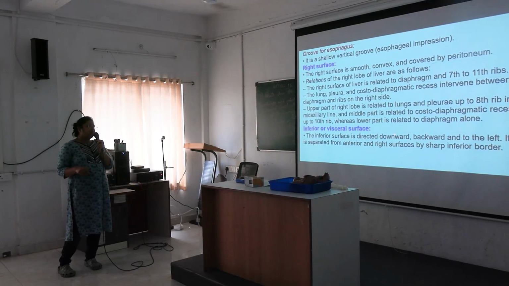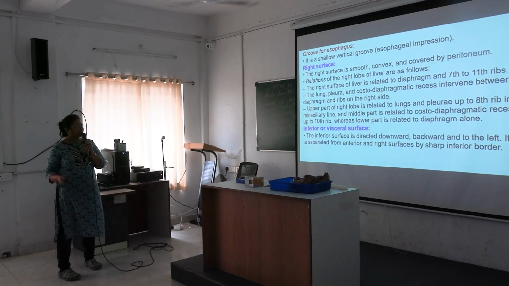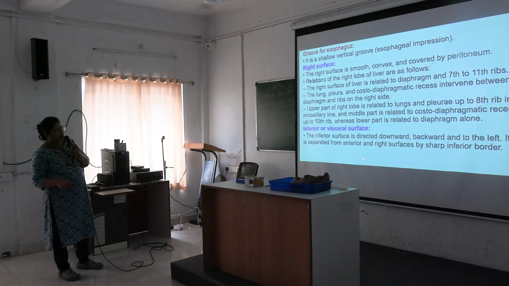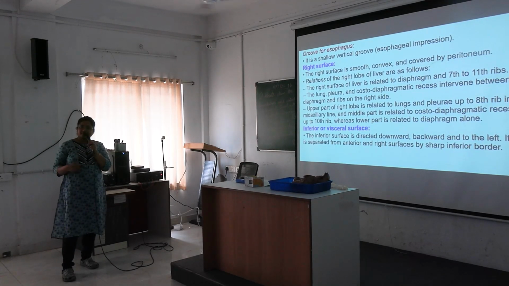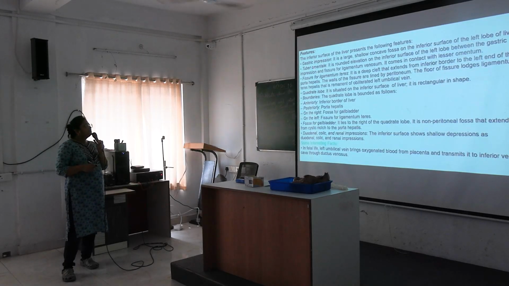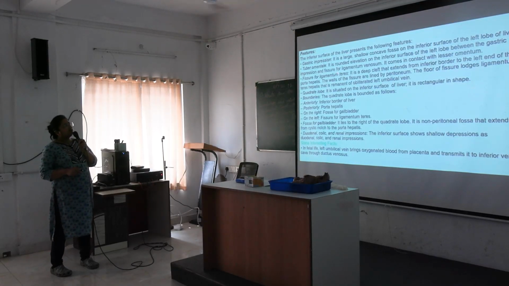The inferior surface is directed downward, backward and to the left. It is separated from the anterior and right surfaces by the sharp inferior border. These are the features of the inferior surface. First is gastric impression. It is large, shallow.